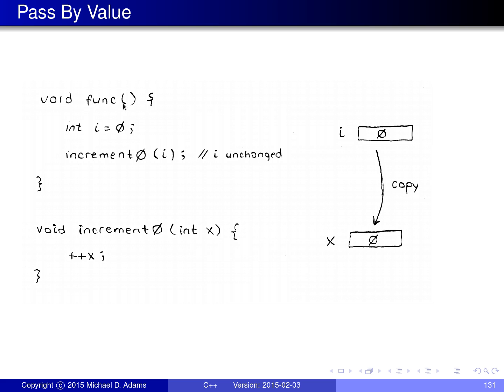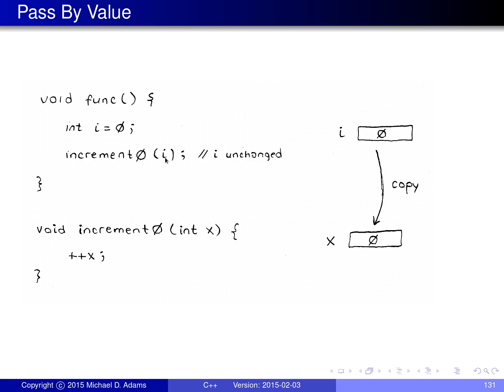We have this function func. The first thing this function does is it creates a new integer variable called I and initializes it to 0. So in terms of the picture in memory, for this function, we're going to create a new integer variable I, which allocates some chunk of memory, and then it puts the value 0 into this chunk of memory that's representing I.